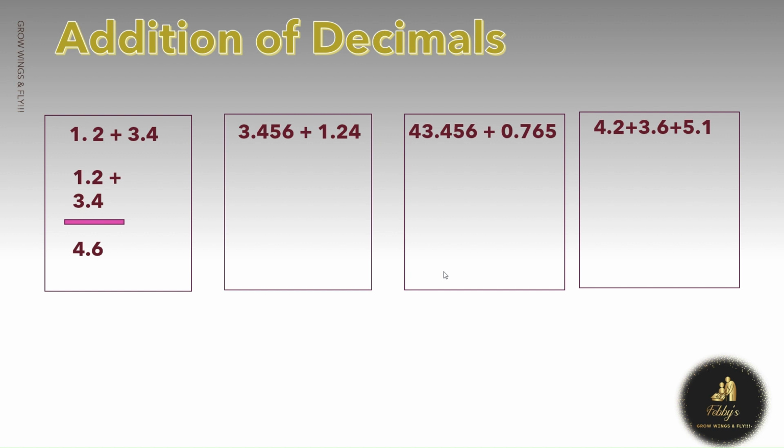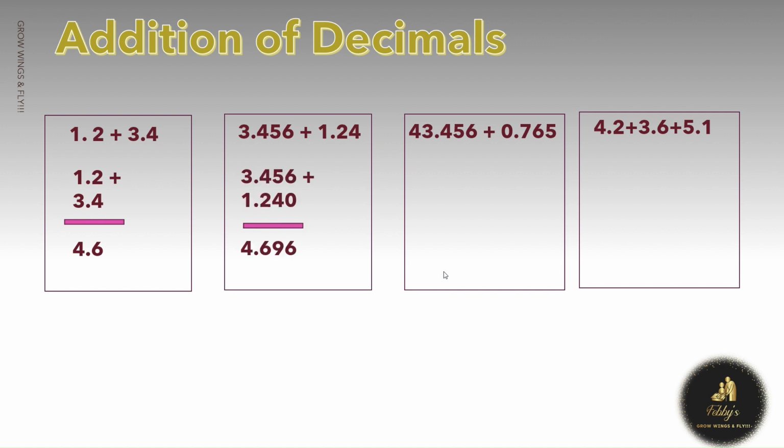Did you notice something? We have laid the numbers out in such a manner that the decimal points are one above the other. Once we do that, we can add them normally. Just make sure that you put the decimal point one above the other. The first question has only one number after the decimal point, so it will be easy to understand.